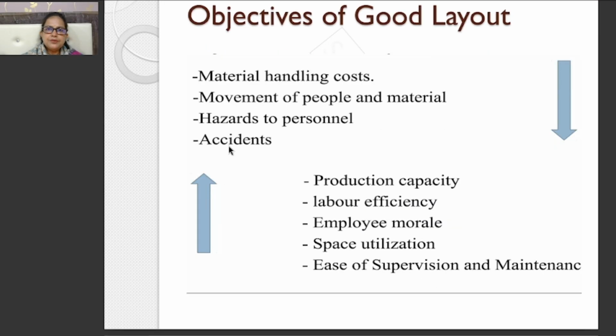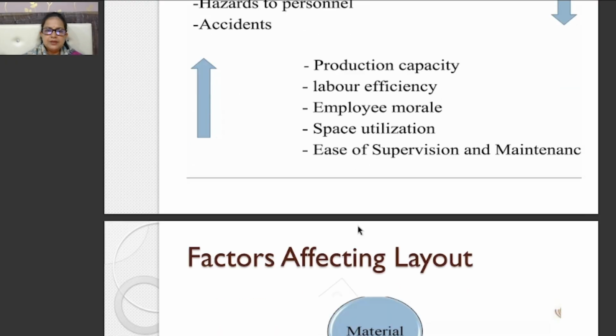So, the objectives of a good layout, if you see, are these. Material handling cost we are trying to reduce. Movement of people and material we are trying to reduce. That's why this arrow is downward. Hazards to personnel we want to reduce. Accidents we want to reduce in a good layout. What do we need to improve? Production capacity and labor efficiency. That's why the arrow is upward. Employee morale, space utilization, ease of supervision and maintenance. These are the objectives of a good layout.